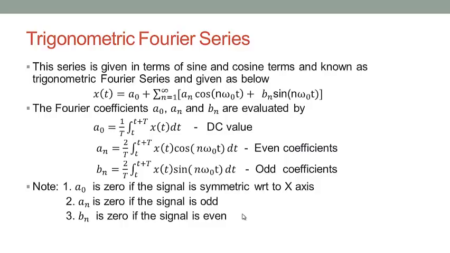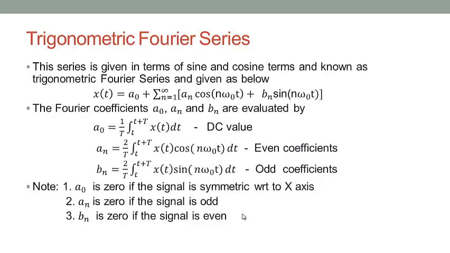Now in the trigonometric Fourier series, you will have both sine terms and cosine terms, sine waveforms and cosine waveforms. So this series is given in terms of sine and cosine terms, and it is known as the trigonometric Fourier series, given as below. So x of t, this is the synthesis equation: x of t is the periodic waveform, and it can be written in the form of a Fourier series. That is the formula: a naught plus summation n equal to 1 to infinity of a n cos n omega naught t plus b n sin n omega naught t.